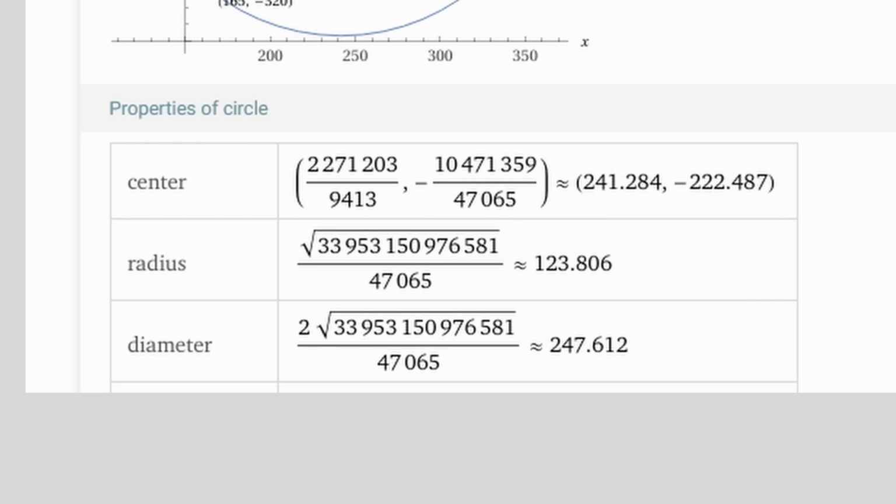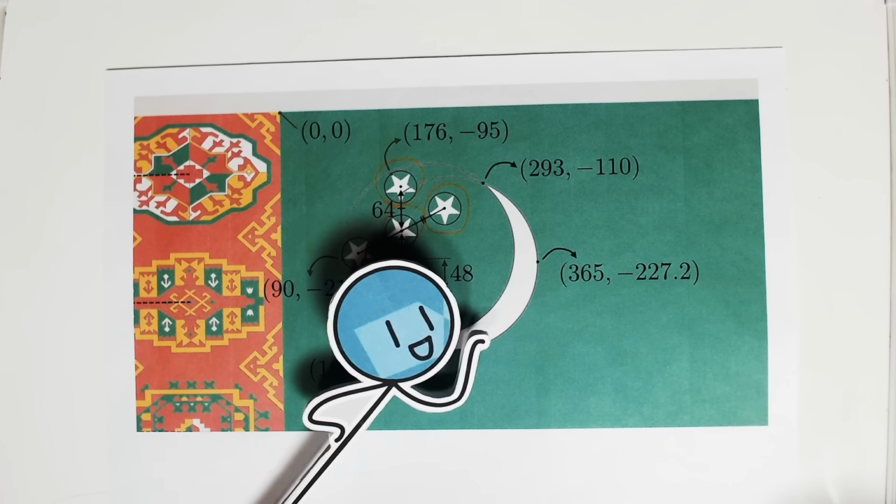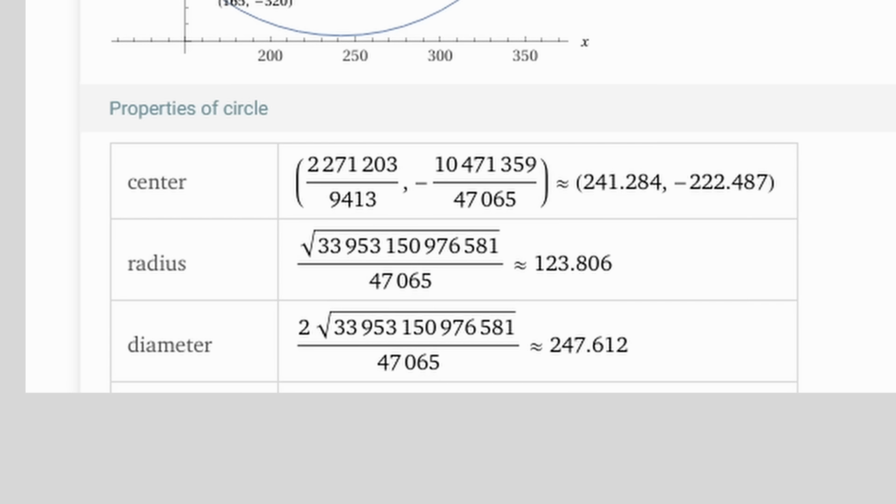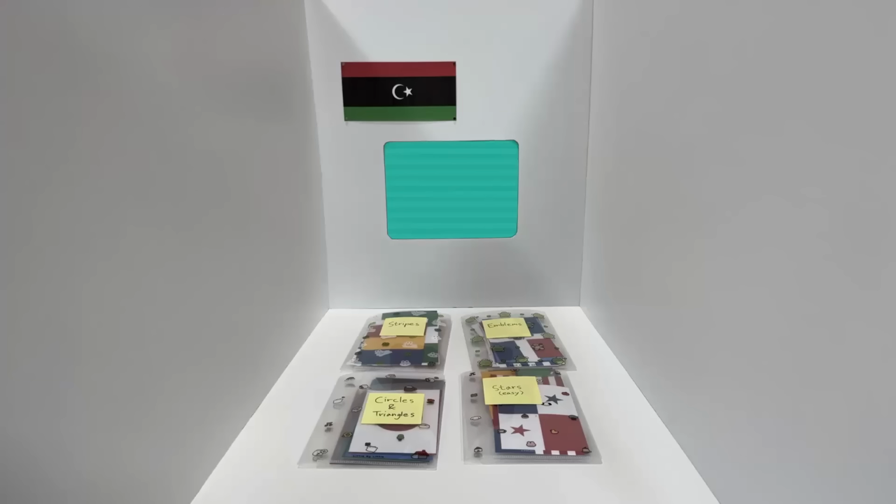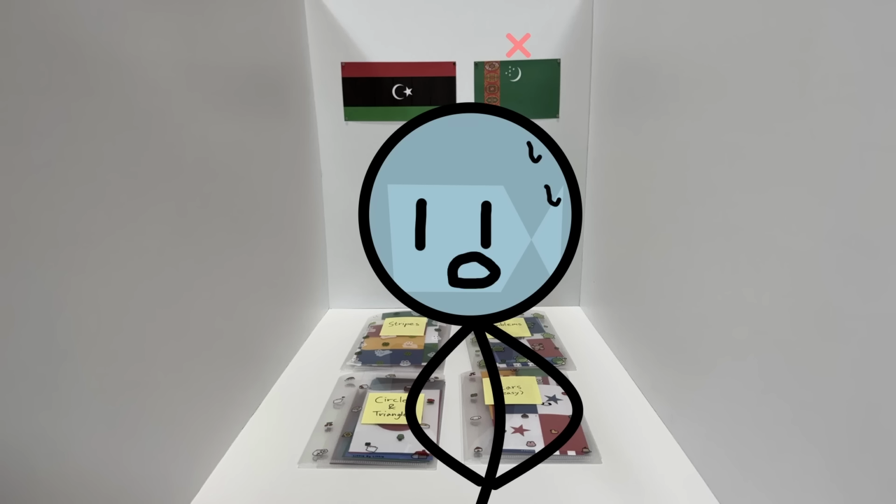The radius of the circle is the square root of 33,950... Wait, there's no way. The stars are fine, but the crescent is what's holding us back? Unless you know how to calculate square roots, that seems to be the case. So now you are down 1. Oh, wow, this is not a good start.